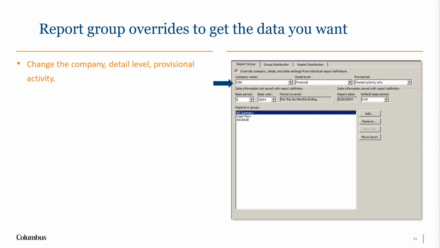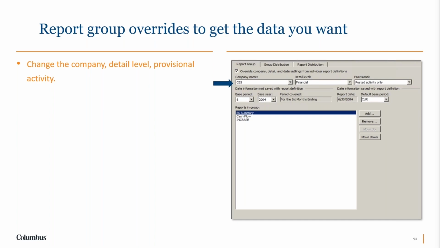If you have reports in this group that should pull for different companies and are not using a tree definition in the report definition, or you need different drill down capabilities for each report, you need to either include them in a separate report group or leave the override company, detail, and date setting from the individual report definition blank.